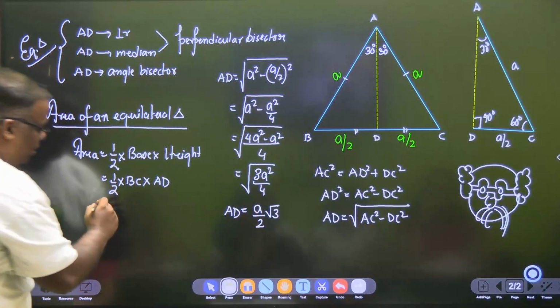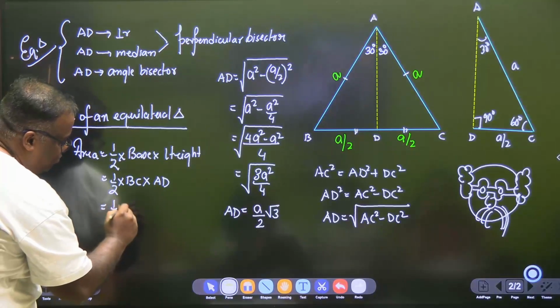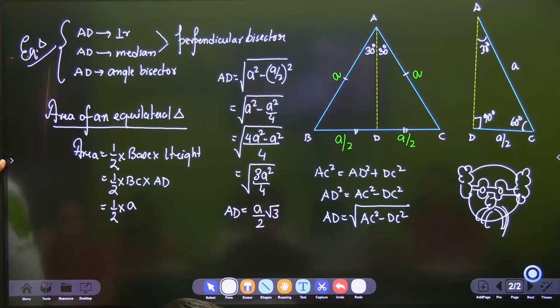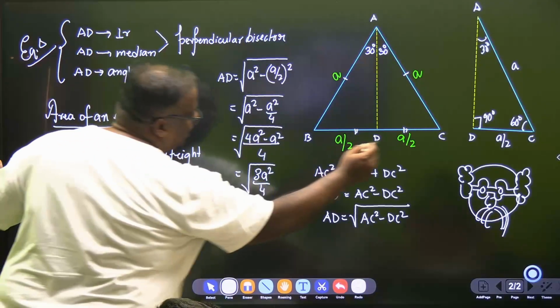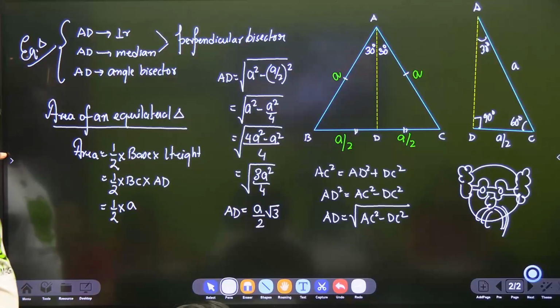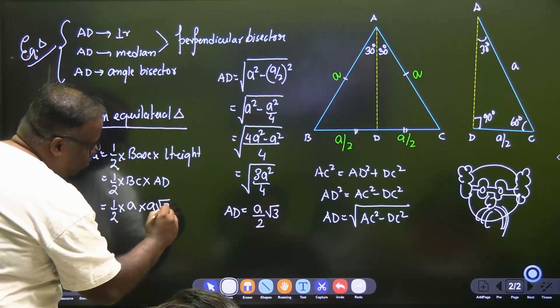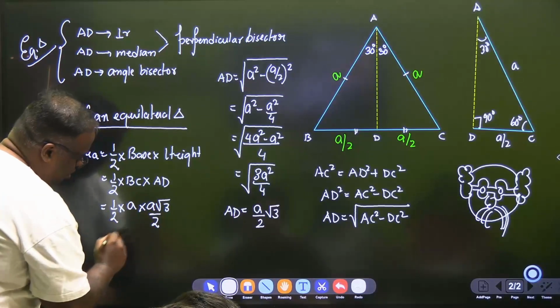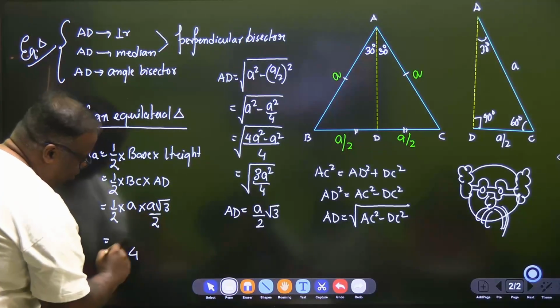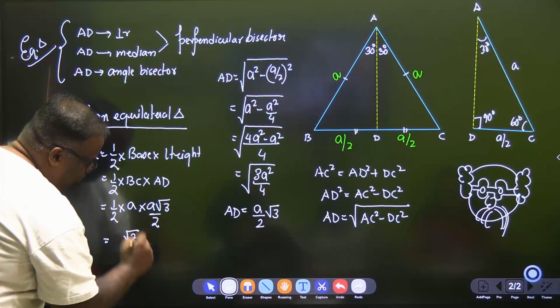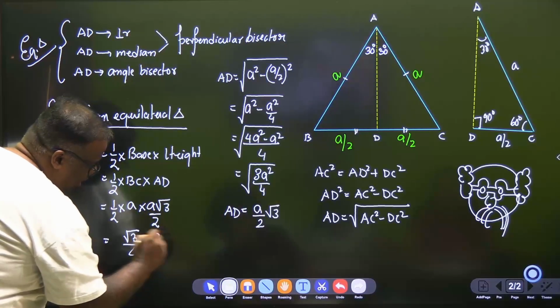Then here we can apply it now. Half times BC is how much? BC is A. ऋषिका ठीक तो BC यही है ना, आधा A पूरा है, और AD की वैल्यू क्या आई? A root 3 by 2. 2 into 2 is 4, so root 3 by 4. A multiplied by A is A square.